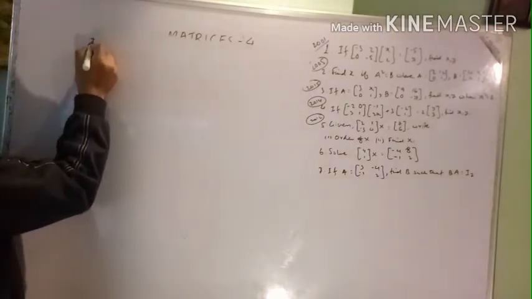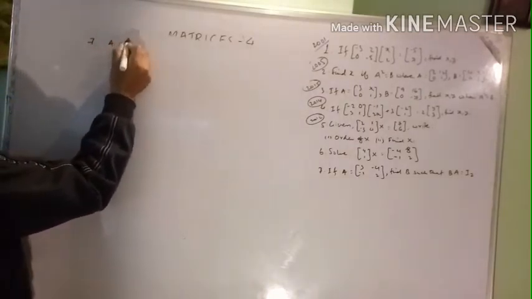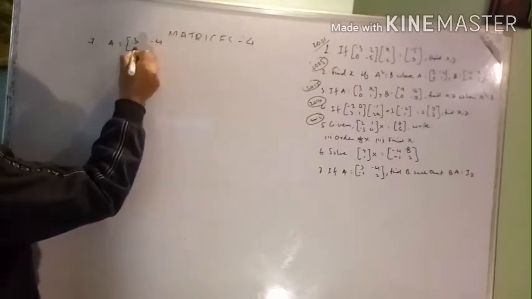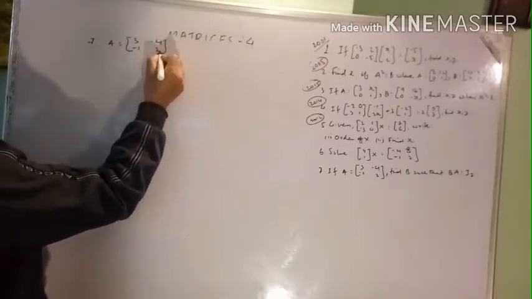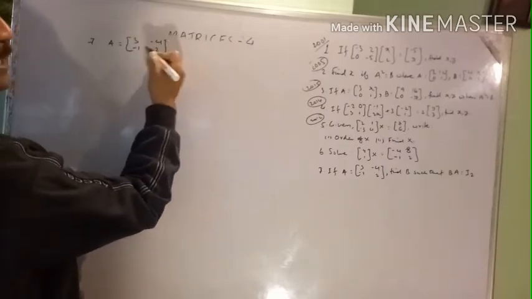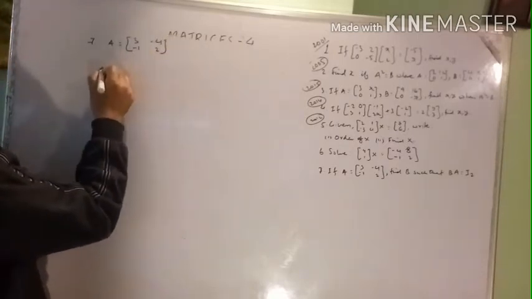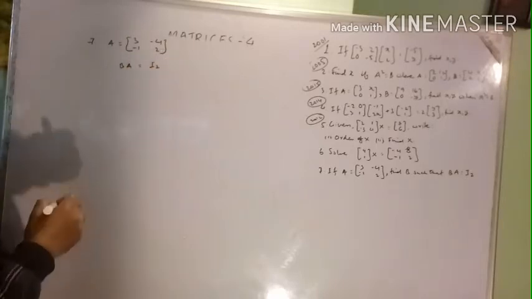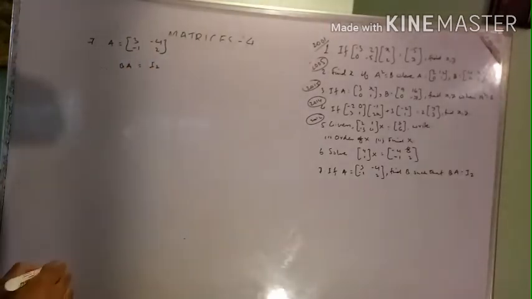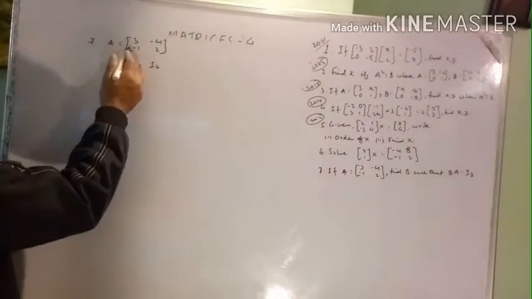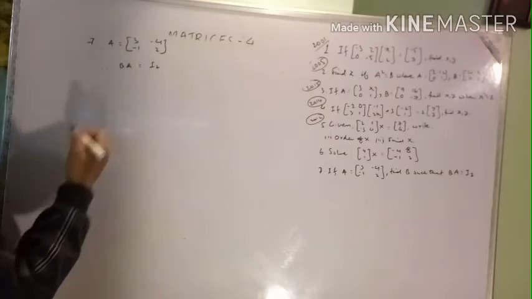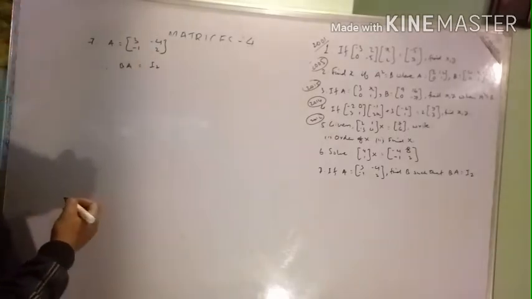Now number 7. Now given A has elements [3, -4], [-1, 2]. Okay, so we have to find B such that BA is equal to I2. I2 is identity matrix of order 2. Now since A has order 2 by 2 and identity matrix also 2 by 2, so B also should have order 2 by 2 only.